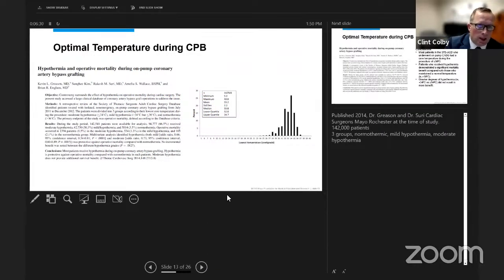Here is a study, hypothermia and operative. Hold on one second, I'm going to move this so I can read all my notes so I don't miss any key points.